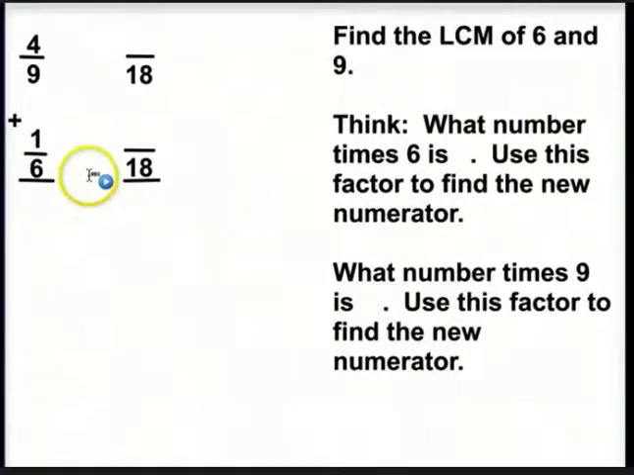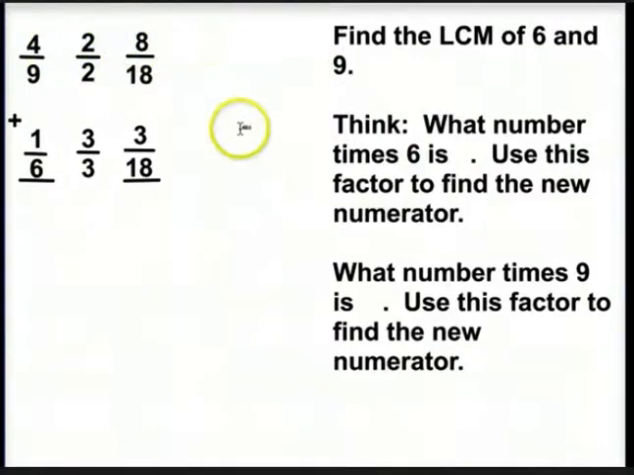Okay? And good job. Here we go. So when you looked at 6 and you thought 6 times what number is 18? Well, that was 3. So 6 times 3 is 18. 1 times 3 is 3. There's an equivalent fraction. Now, 9 times what number is 18? Well, that would be 2. 9 times 2 is 18. 4 times 2 is 8. You now have common denominators, so now you can add your new numerators. 8 plus 3, that's 11, and 11/18 is your answer. Nice.